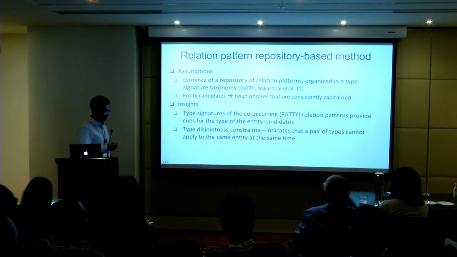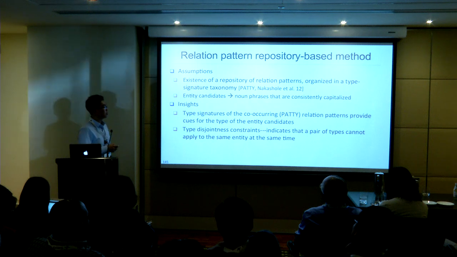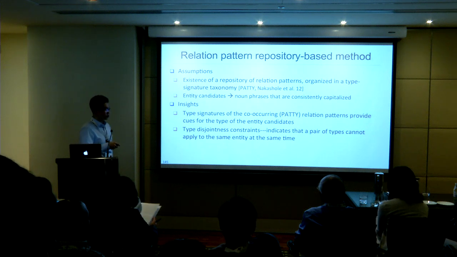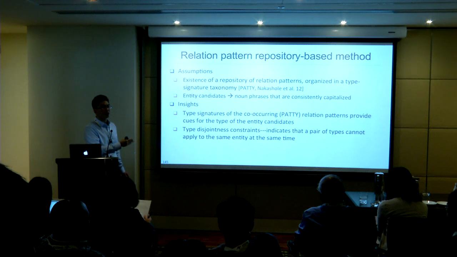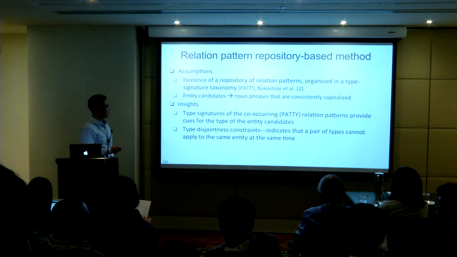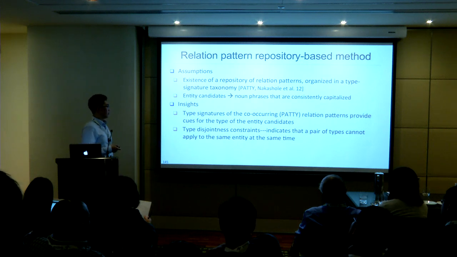Another way is to assume that we are not trying to link the entities to the knowledge base, but we assume that you already have a knowledge base about the relation patterns. So assume there's a repository of relation patterns already organized in a type signature taxonomy, and the PATTY pattern set is one example here. Then you only need to plug these relation patterns back into the corpus, look at the entity mentions surrounding those patterns, and derive a score function to evaluate the quality scores for the entities in terms of each target type. The insight here is that the type signatures of the co-occurring relation patterns provide very good cues for the types of the entity candidates.